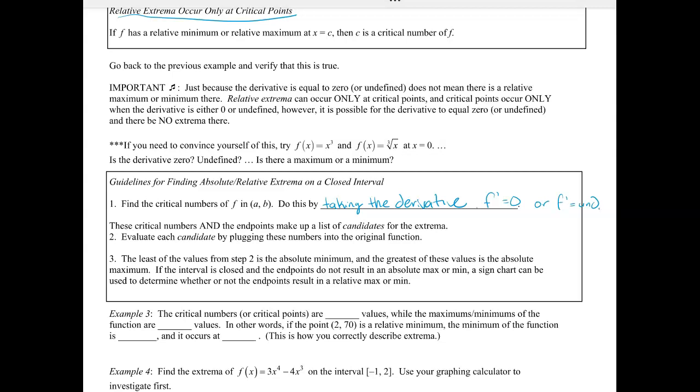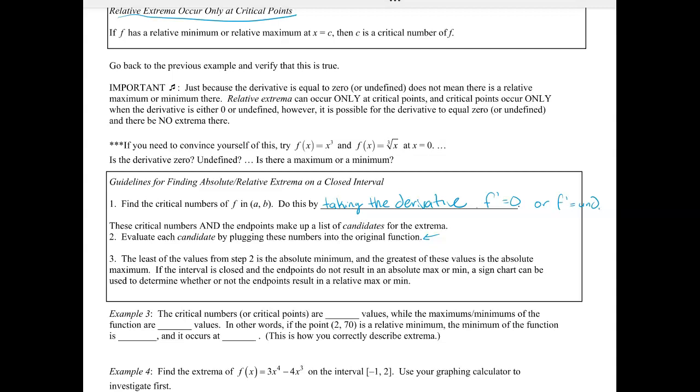These critical numbers and the endpoints make the list of candidates for extrema. Then we just need to evaluate each candidate by plugging these numbers into the original function. Besides taking the derivative, honestly, that's the worst part, because you could get like 6 numbers that you have to plug in and try. But it's still just plugging in numbers, and guess what? Most of the time we've got calculators.